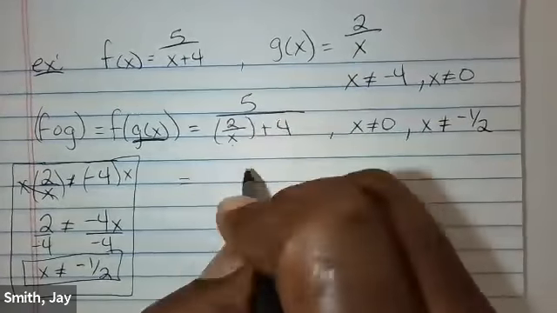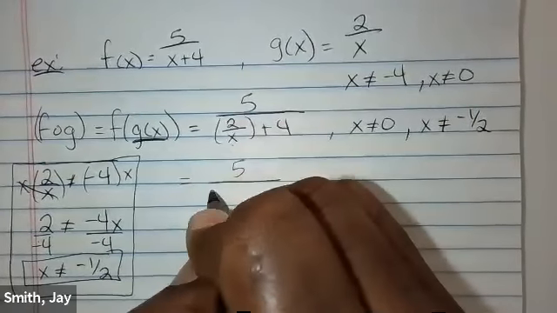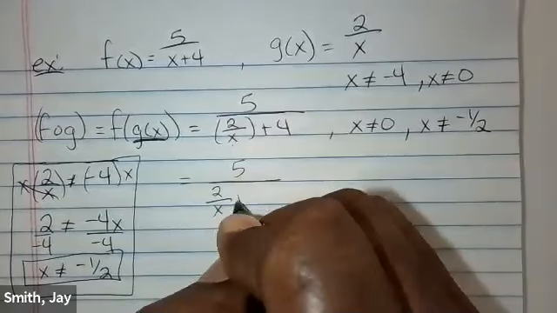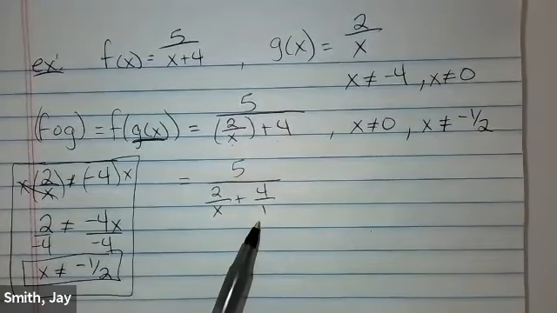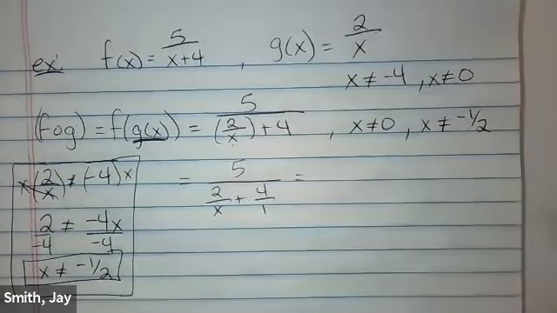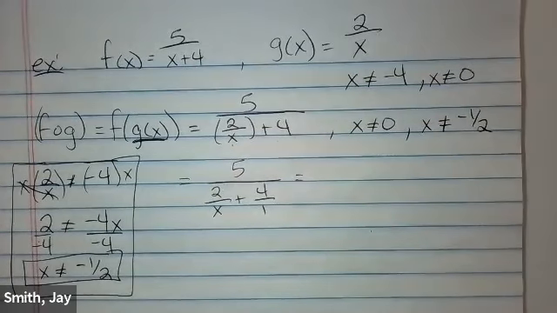Me personally, I like to use that flying x technique just because it takes away a lot of the thinking that we have to do. So the first thing I would do is make 4 into a fraction by putting it over 1. So now we have 5 divided by 2 over x plus 4 over 1. And now we can use that flying x technique, which we can use anytime we're adding or subtracting fractions.